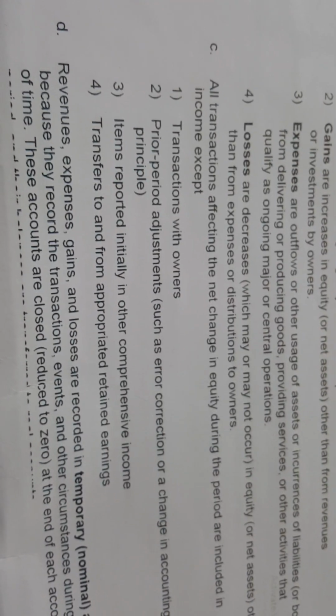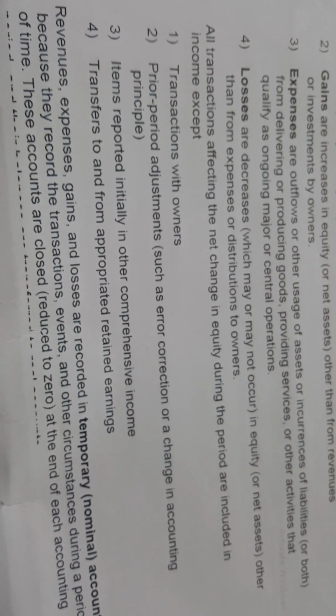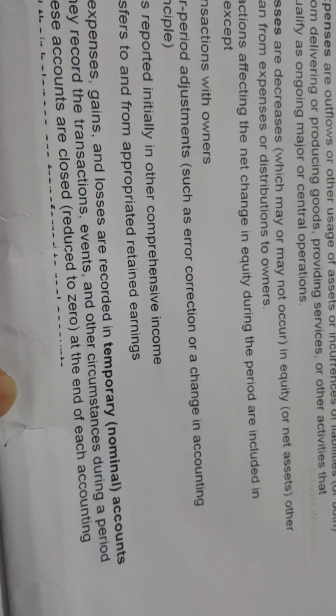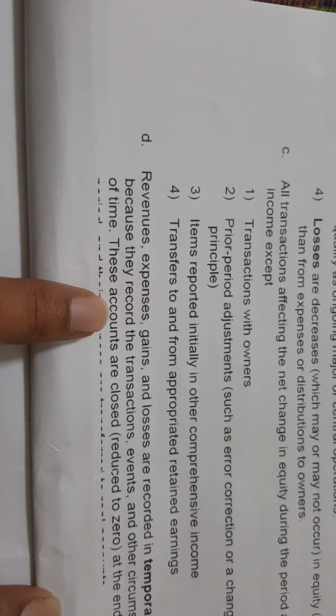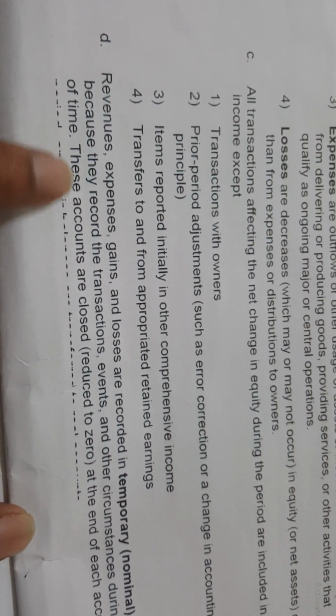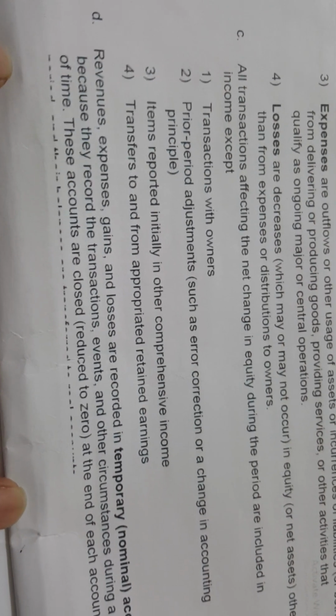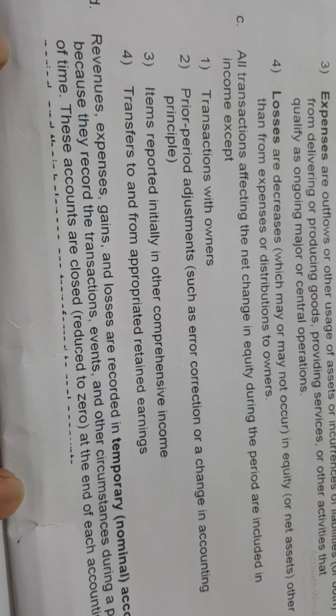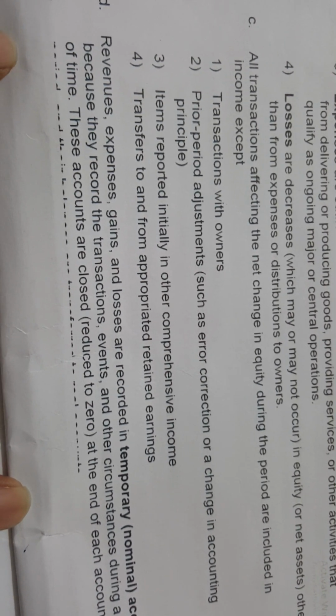Then we are going to the next point. Here it is saying that all transactions that affect the net change in equity during the period are included in income, except which transactions. So here it is saying every transaction affecting the net change in equity in the income statement during the period is included in income, except these.